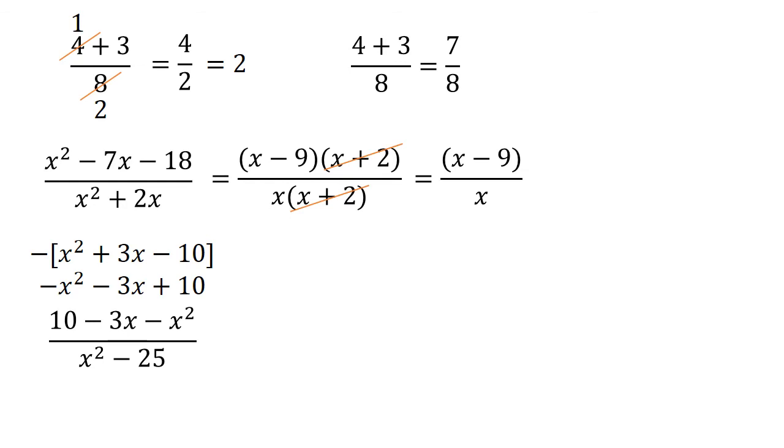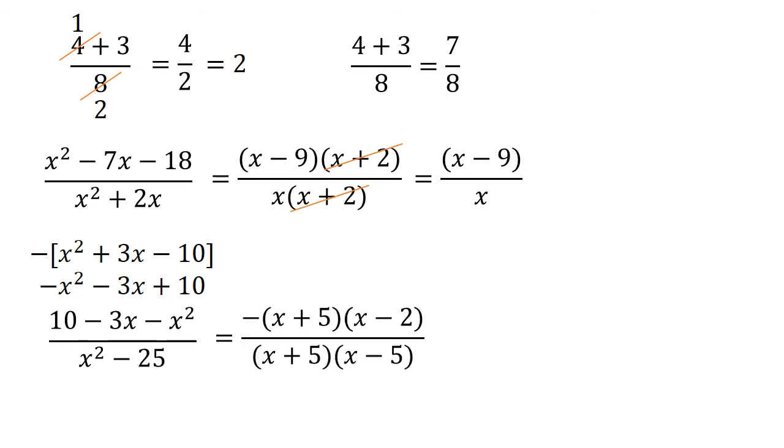On the bottom, you have x squared minus 25. That's the difference of squares. So x plus 5, x minus 5. And now I can look, and don't forget that negative that I factored out. That's still part of the expression. And so now I can cancel out those x plus 5s that match factors.